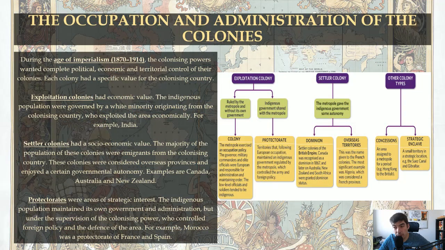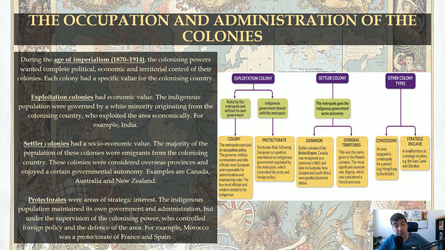So, how did they perform this occupation and administration of the colonies? Well, there were several types of colonies, and we are going to study the three main types. They were differentiated according to their political value or economic value, or the purpose of the colony. First, the most common are the exploitation colonies, which were the ones that had economic value. In these colonies, the indigenous people were governed by a white minority originating from the colonizing country. So there was a white minority that ruled over the majority of the indigenous people, and they exploited the area economically. For example, India by the British Empire.